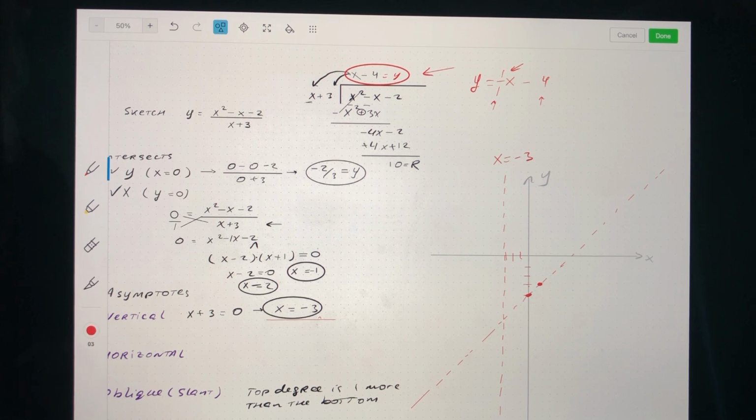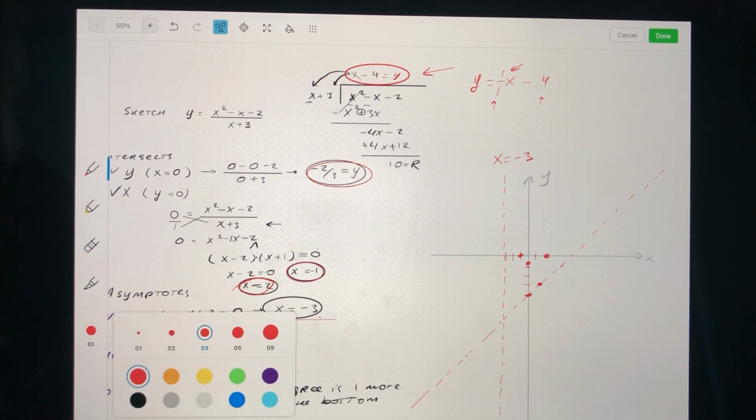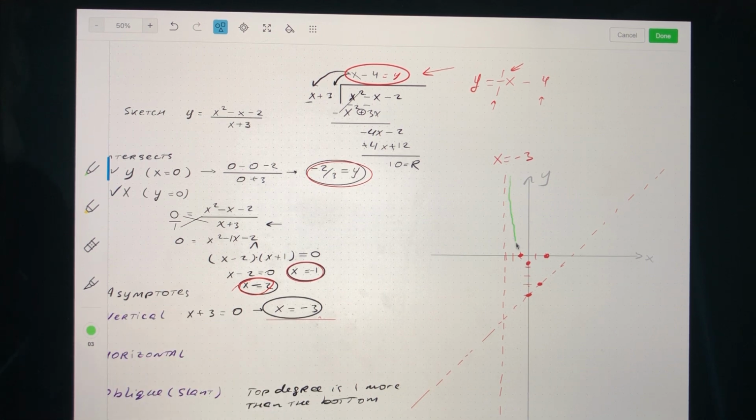Then we have our intercepts. We have the y-intercept at negative 2/3. That's negative 1. Negative 2/3 is about here. Then we have the x-intercepts, negative 1 and positive 2. So here they are. Now we connect the dots. And if we connect the dots, we get this piece. So we have to approach our asymptotes and go through all the dots that we have collected. And that's the sketch. Now, there is also a second piece.